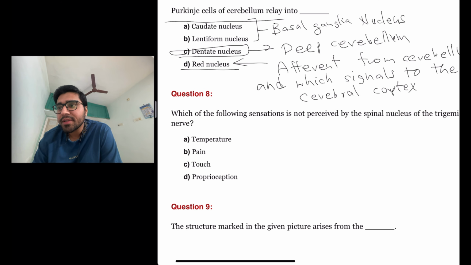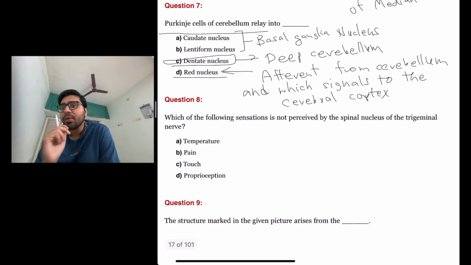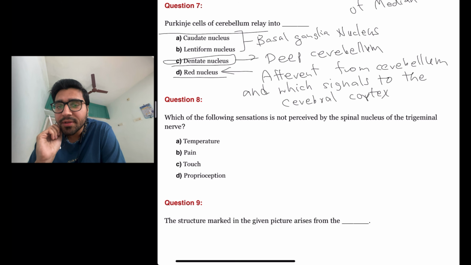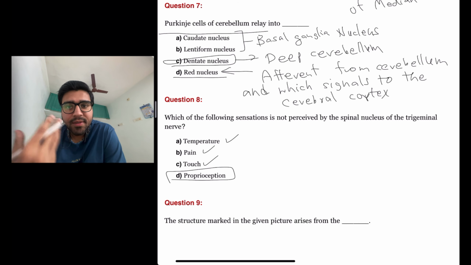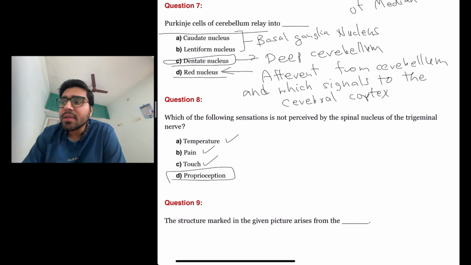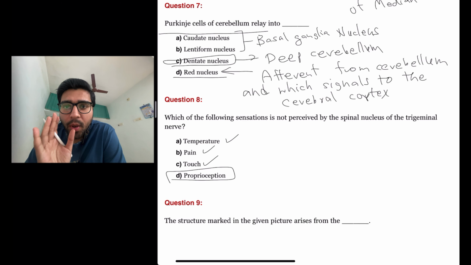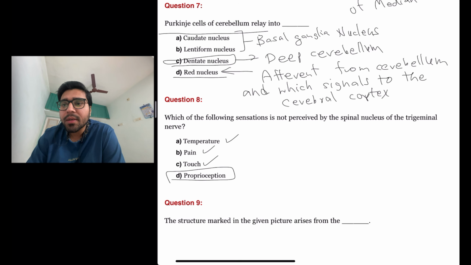So now it is a very simple and straightforward question. Which of the following sensations is not perceived by the spinal nucleus of the trigeminal nerve? As we have discussed, temperature, pain and touch are the principal function of the spinal nucleus of the trigeminal nerve, but proprioception is perceived by the mesencephalic nucleus of the trigeminal nerve. This kind of question can be answered only if you learn and remember the different functions of different nuclei of cranial nerves.